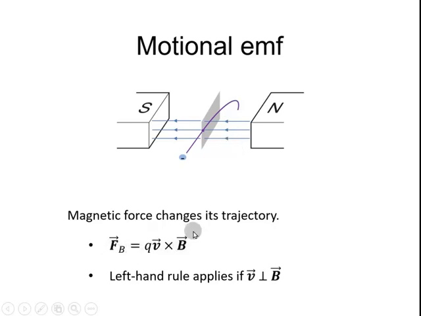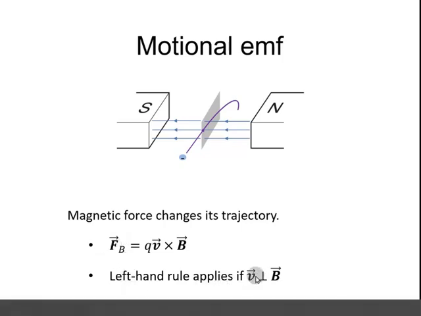The magnetic force on this electron can be calculated using this formula. You just have to revise. We've come across it before. It is moving with the velocity v. The magnetic field strength is also given as B. So the force will also be a vector, the magnetic force. We are using this subscript to indicate that it is a magnetic force. And if the velocity and the magnetic field are perpendicular, then we can use the left-hand rule to determine the direction of the force.